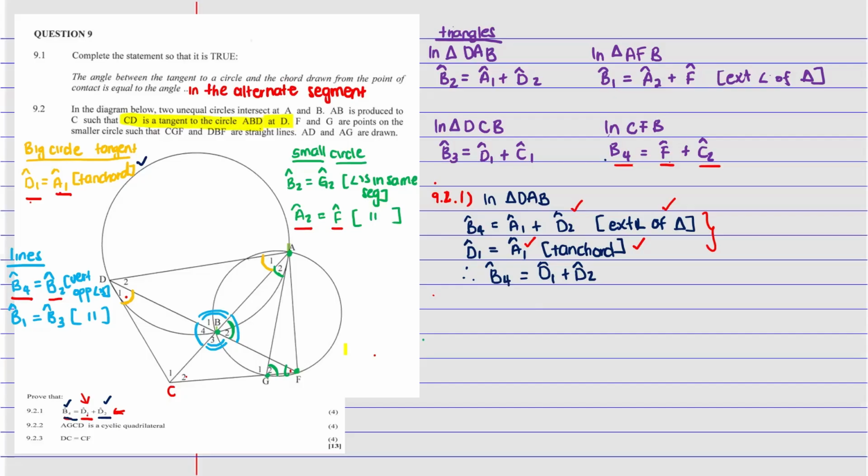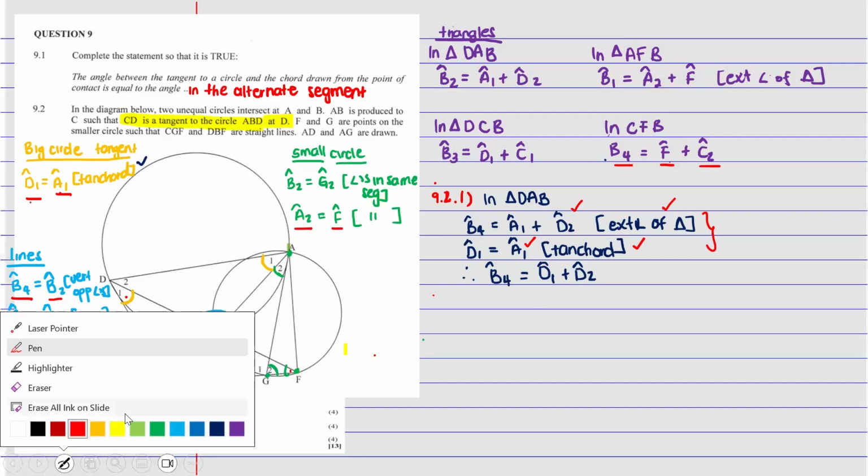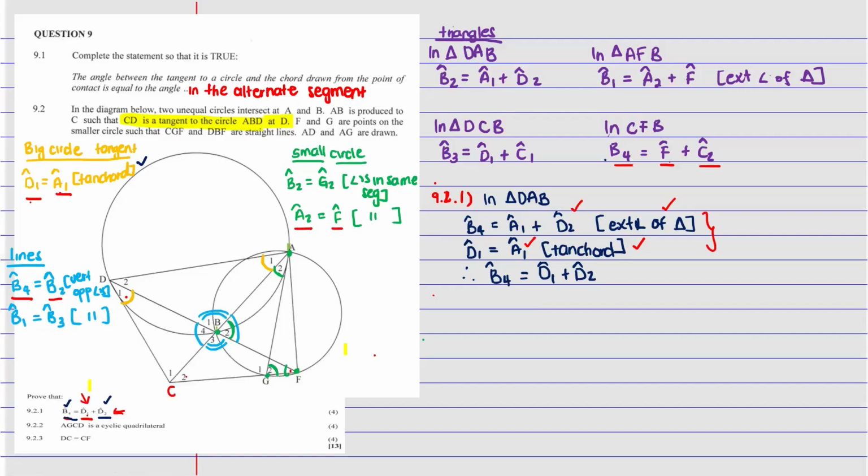Okay. So with that said, now we're going to move on to 9.2.2, right? With 9.2, it says we need to prove that AGCD is a cyclic quad. So let's highlight that, and as I said last week, highlights are very important. So they say A is here, then they say G is here, then they say C is here, then they say D, and D is here. We need to prove that this is a cyclic quad.